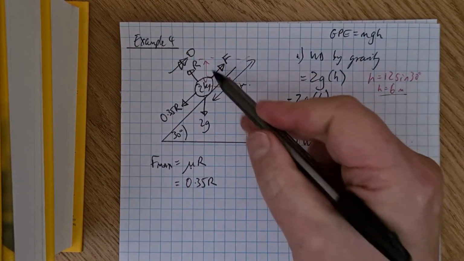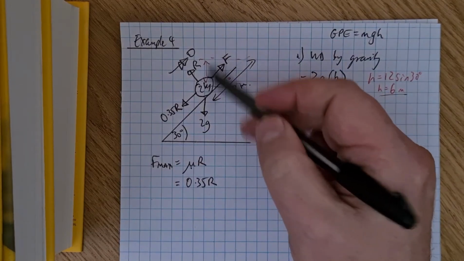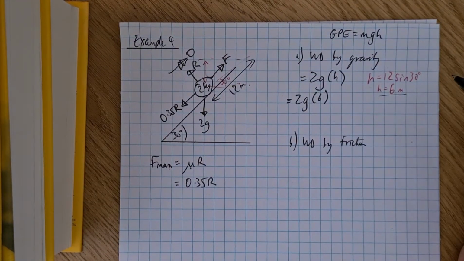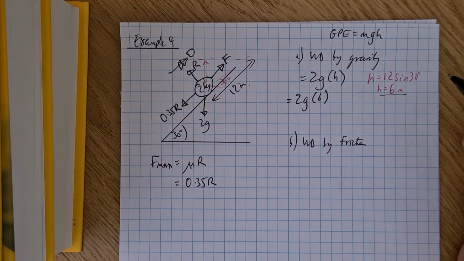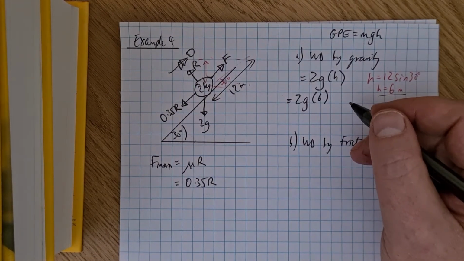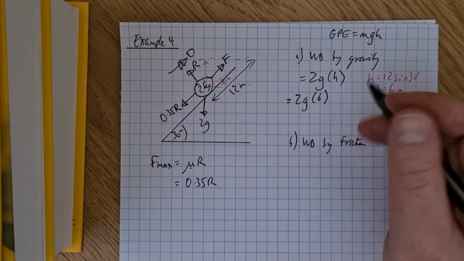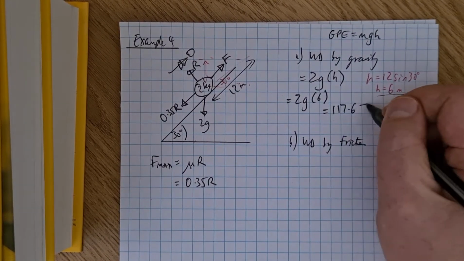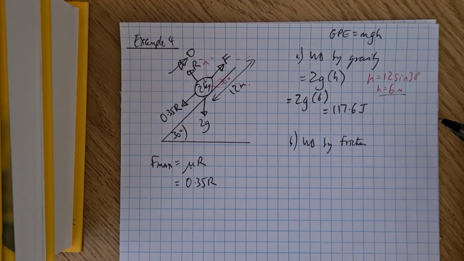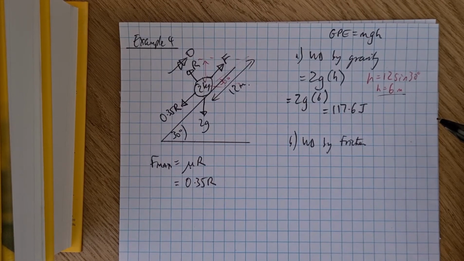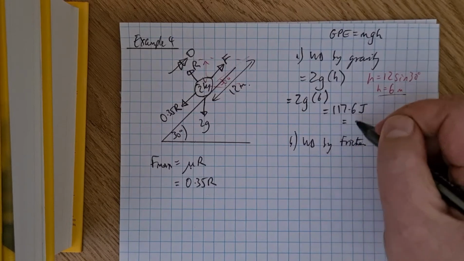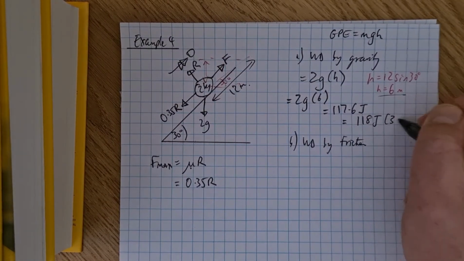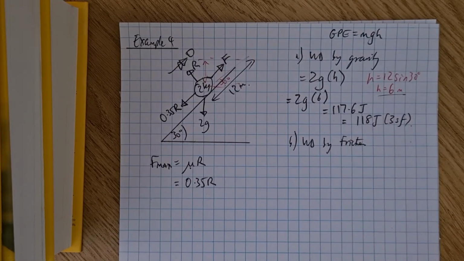Again, the direction of the force, the distance travelled there, is the 6 meters, and we therefore get that our answer is going to be 117.6 joules. And again, because we were given things to only 2 significant figures, it's more appropriate to write that as 2 or 3 significant figures, no further detail.